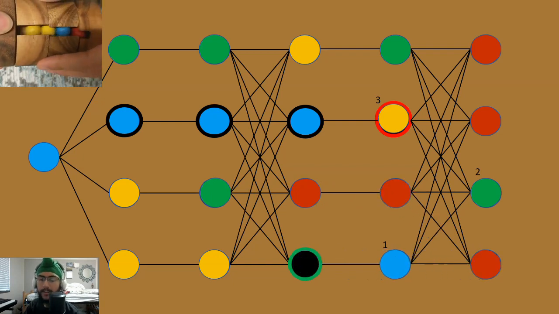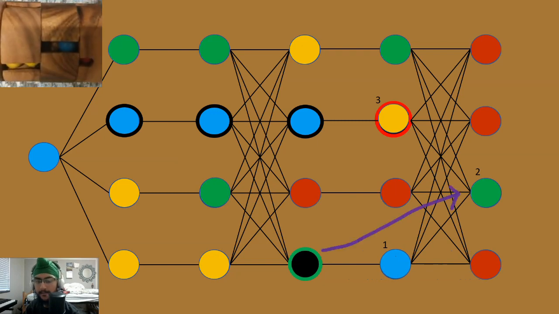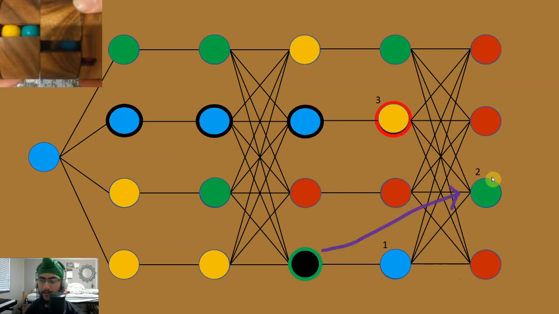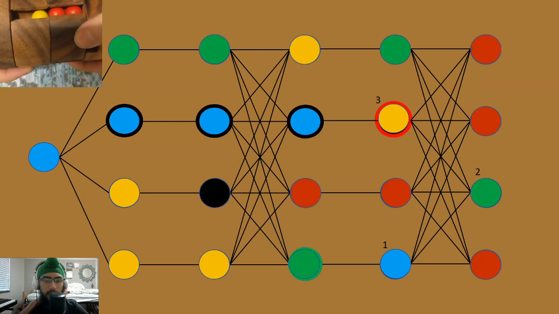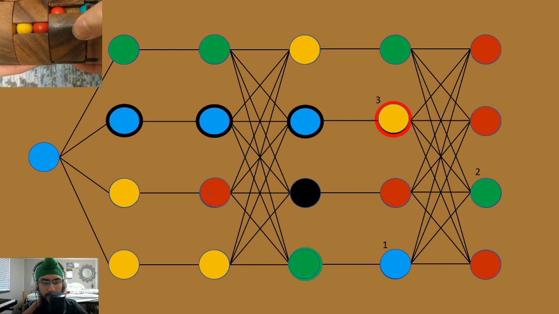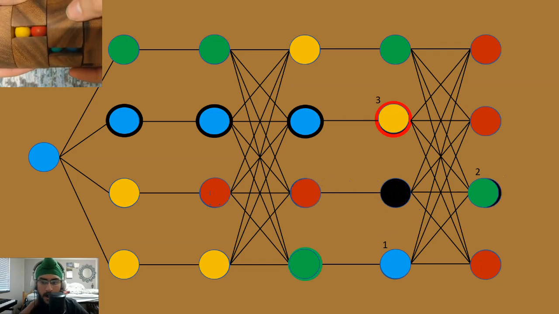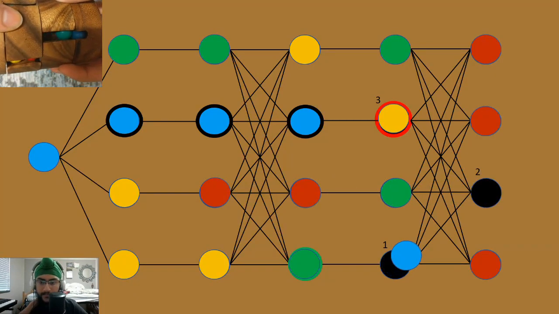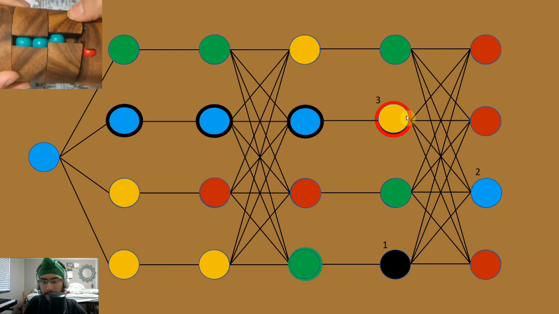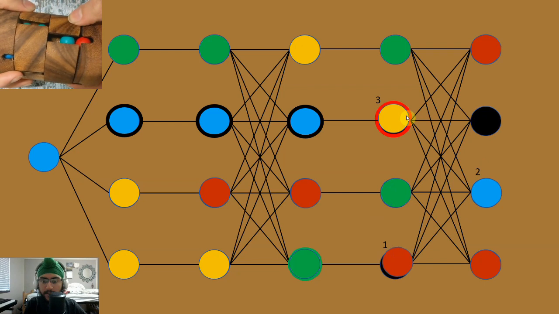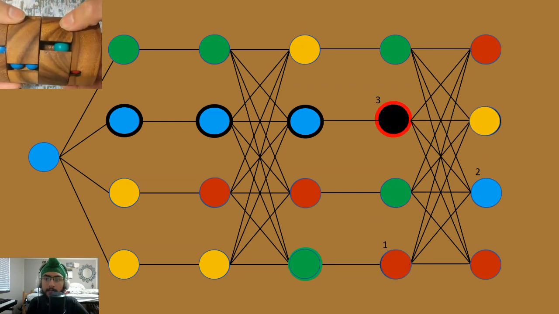So we get the blue ball there, and then next we want to move the empty slot to spot number 2, and we can do that. And then finally we want to get to our slot number 3. So we move our empty slot over there and move our blue ball in.